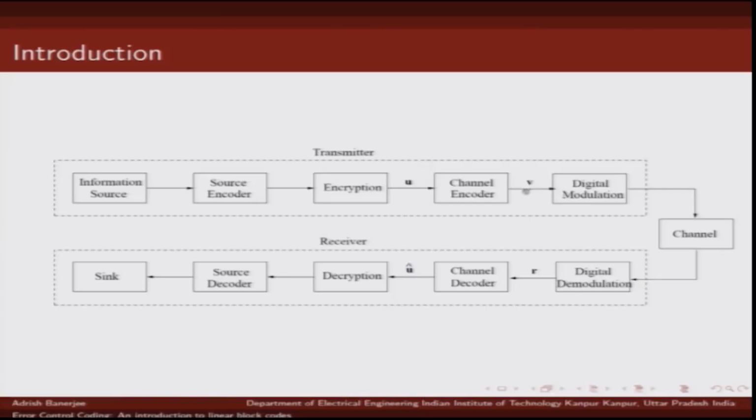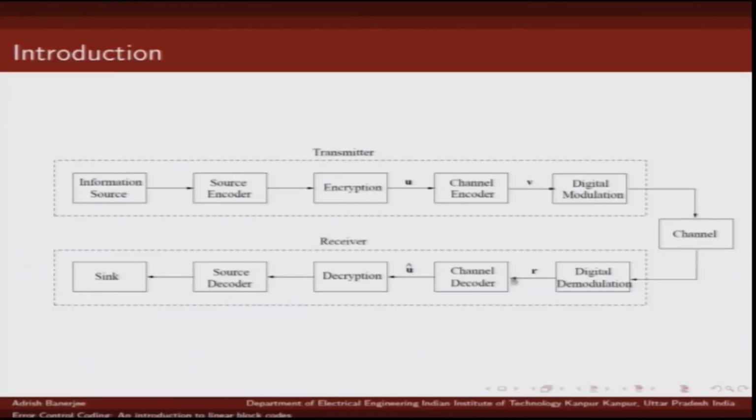Now, once you have this encoded sequence, you want to send these bits over a communication link. So, you need to do digital modulation. Once you have modulated your signal, you send it over the transmission medium, which is the channel, and then at the receiver you have the reverse operation. Once you get a noisy version of the received sequence, you demodulate the signal, and the demodulated output is then fed to the channel decoder, whose job is to estimate the information sequence from the received sequence.